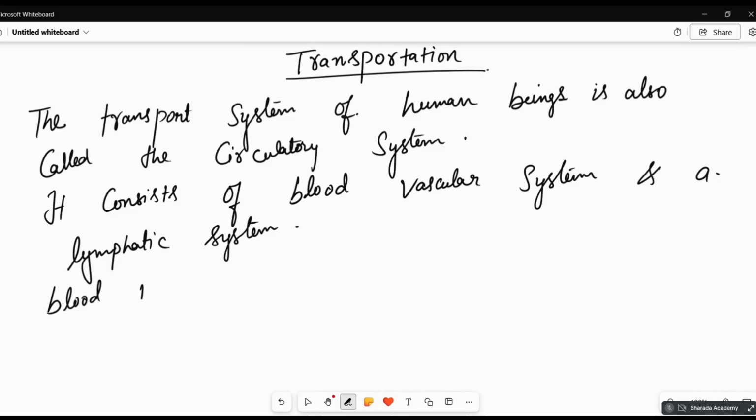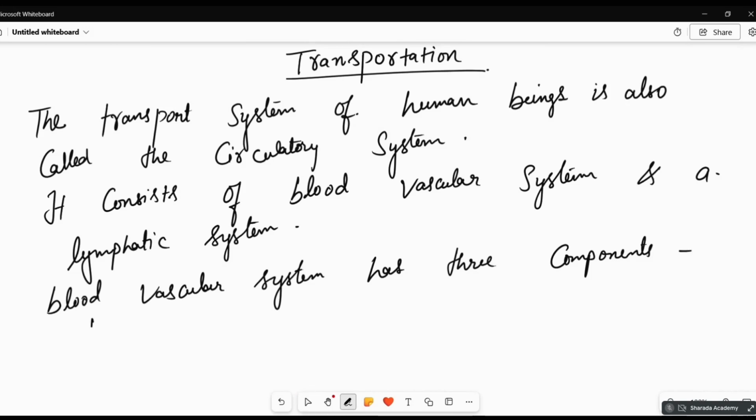Next, blood vascular system. Write down. Blood vascular system has three components: blood, blood vessels, and heart. So blood is the one which carries the oxygen and digested food to every cell, and the unwanted or undigested material in the cells is also transported by the blood itself. Whereas the blood vessels are the ones which transport the blood, or blood flows through the blood vessels. Then comes the heart. The heart is the one which pumps the blood.